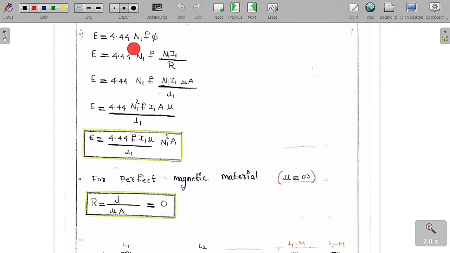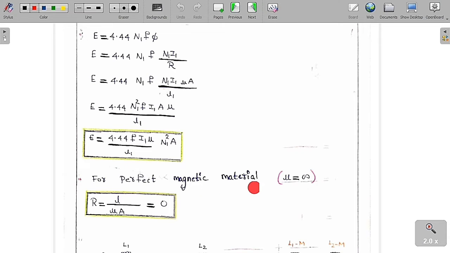So E is equal to 4.44 N1 f φ, φ is equal to N1 I1 by R, and R is equal to L1 by mu A. Everything else is constant, so E is directly proportional to N1 square into A. This is a formula that you always have to remember. Suppose in the question frequency is constant, I1 is constant, mu is constant, and E1 is constant. Then only N1 square into A are the variables.